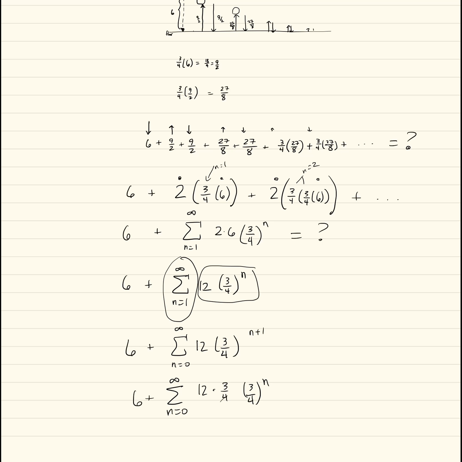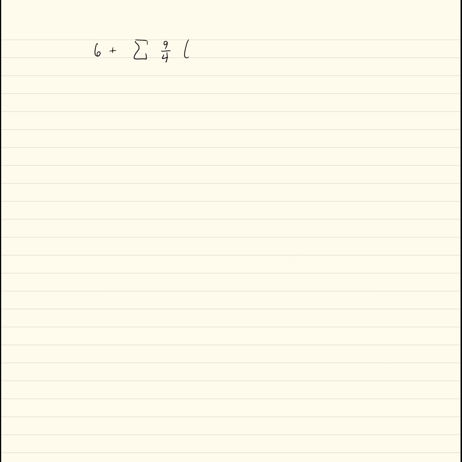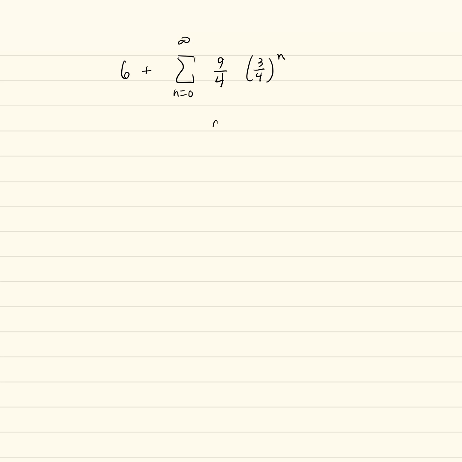So this is just going to be, what is that? The 4, that'll be a 3, so that'll be 9 over 4. We have this, and then plus 6. So we've got 6 plus the sum of 9 over 4 times 3/4 to the n, n equals 0 to infinity. And now my a is equal to 9/4. My r is equal to 3/4.